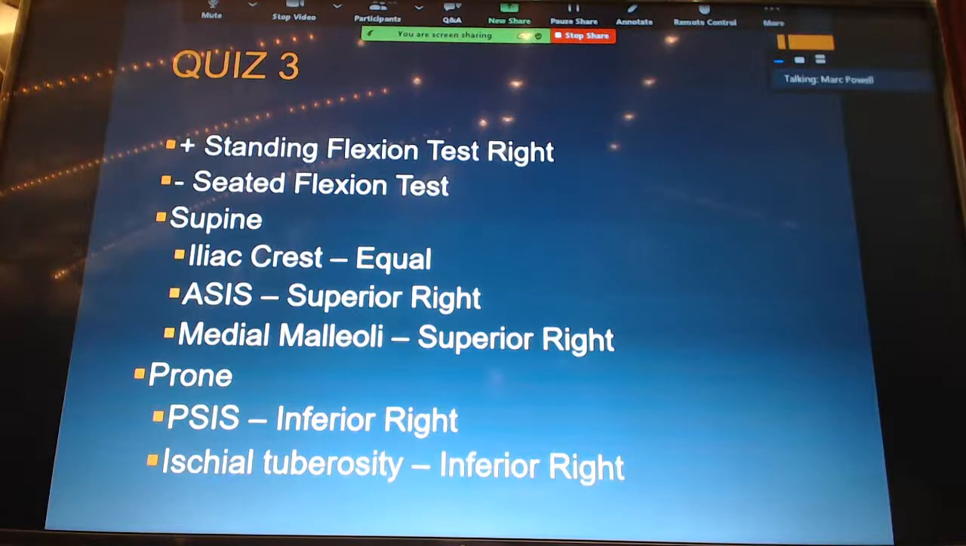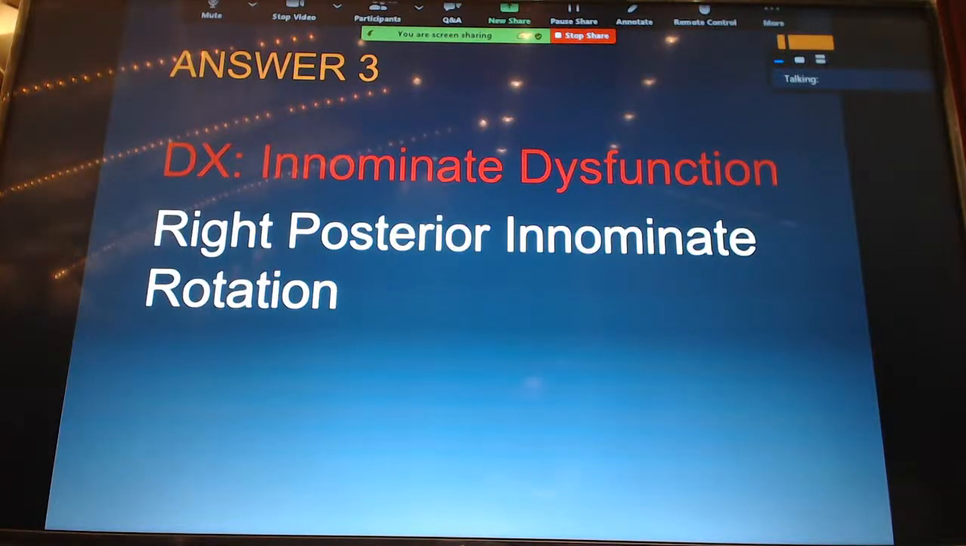Diagnosis? Did you get it right? We just did it. So right, posterior, innominate rotation. Here comes the hard one. So go through it, pull out your fingers. I'm throwing a curveball at this one for you. I wish I had some type of prize. Usually I have some type of fun prize.